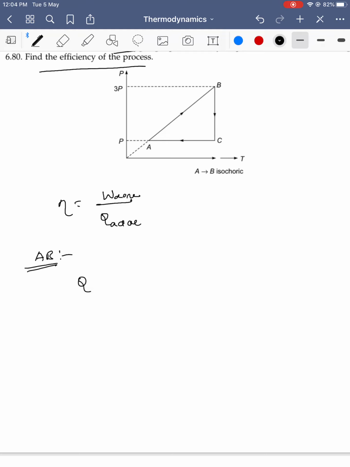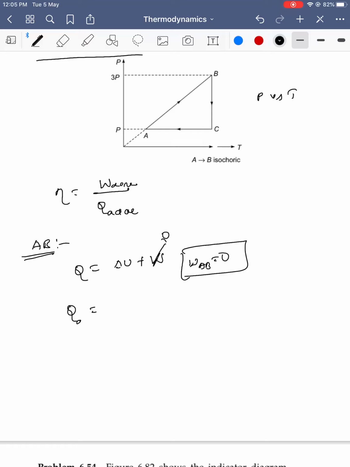Whenever you solve, first write Q is equal to delta U plus W, because each process is different. So from A to B, what kind of process? P versus T is a straight line, so it is an isochoric process. So W_AB is equal to 0 because it is isochoric. If Q is positive, that is heat added; if Q is negative, heat removed. Now Q is equal to delta U, n CV into delta T.